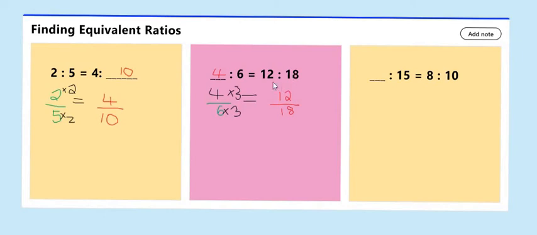Let's simplify the bigger ratio and see if we get the same value. If we simplify 12 and 18, let us use 3. 3 into 12 goes 4 times, 3 into 18 goes 6 times. You see that they're equivalent? So we've proven that the missing part is 4.